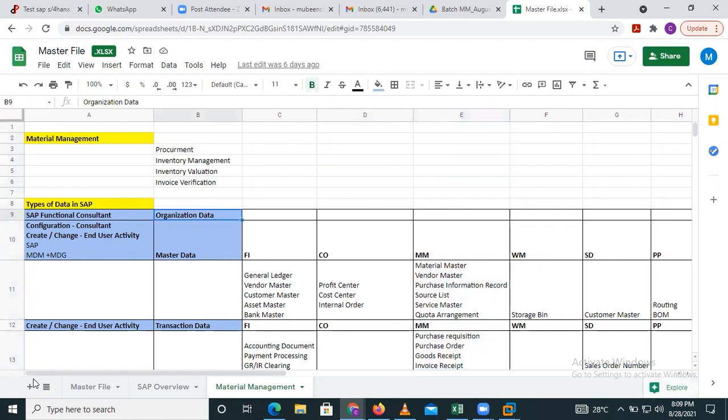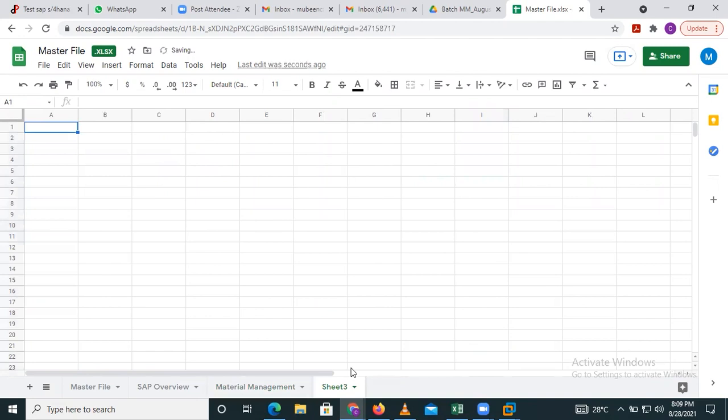Okay. Organization structure. That is the topic name, organization structure. So we'll discuss what the organization structure is and how we can map our business organization structure in SAP.